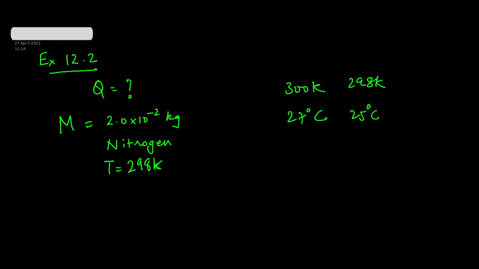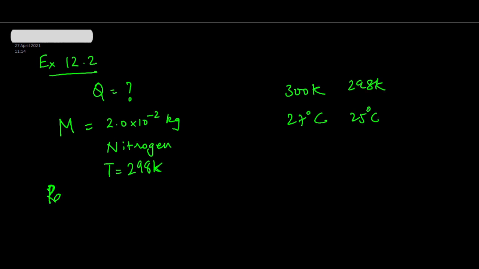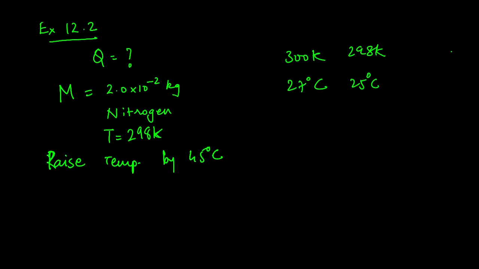Okay, that's the temperature. We have to find how much heat should be supplied to this much nitrogen to raise its temperature by 45 degrees Celsius. Please be careful everyone. If you miss one word, the answer will go wrong. Raise temperature by 45 degrees Celsius. So 45 degrees Celsius is the value of what?